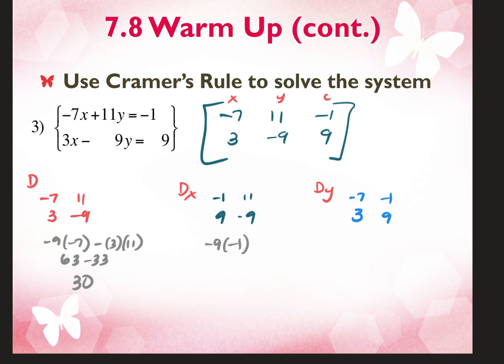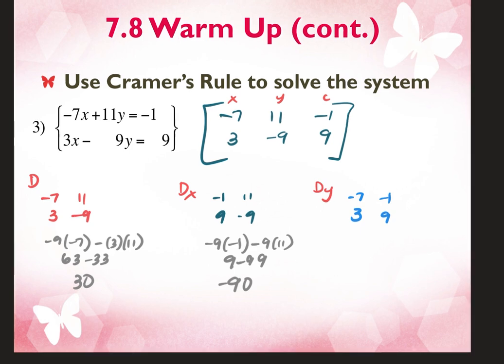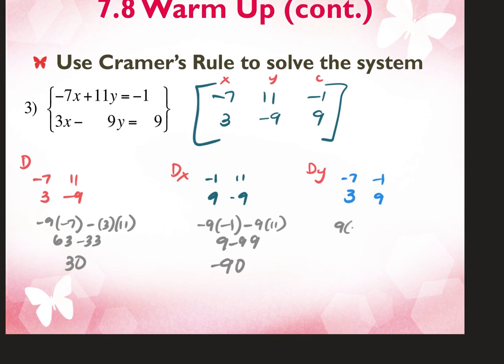-9 times -1 minus 9 times 11. 9 minus 99, which is -90. Now, I have not made your makeup yet, but on the original test that will be given on Wednesday, these should be whole numbers. So at this point, if d of x is not divisible by d, check your work because something's wrong. Then d of y: 9 times -7 minus 3 times -1, -63 minus a -3 is -60.